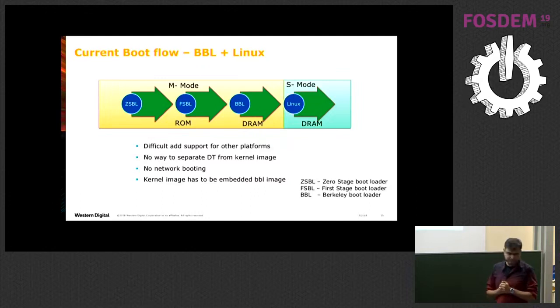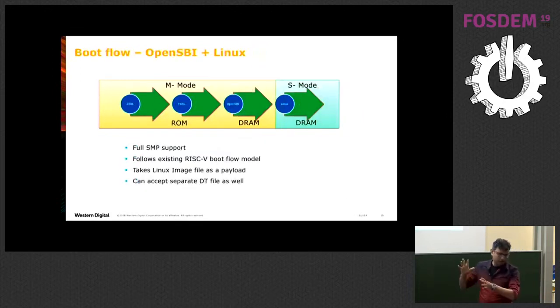So this is the current boot flow. We have ZSBL, then FSBL, which are M-mode, ROM-based binaries, and then it loads BBL. BBL basically combines the Linux image into it, embeds it, and the DT too. There is no way to separate the DT from the kernel image. There is no way to do network booting. That's where OpenSBI has been implemented to address all these issues. So how does OpenSBI feature in the standard boot flow? It's the same model, just OpenSBI replaces the BBL, but here you have the ability to create separate DT files, and you can boot complete Linux.